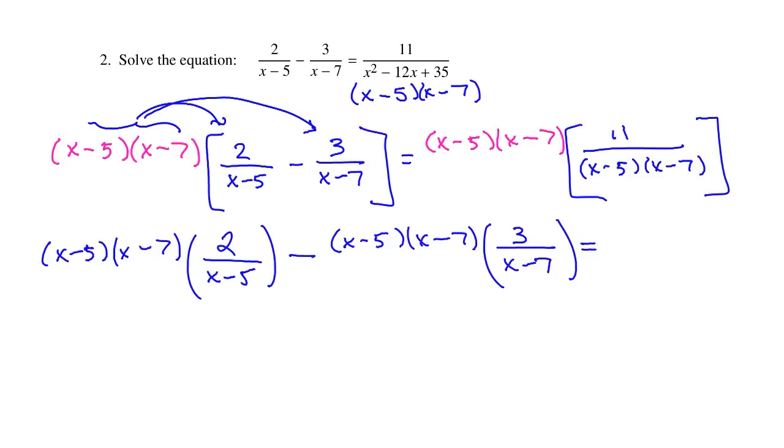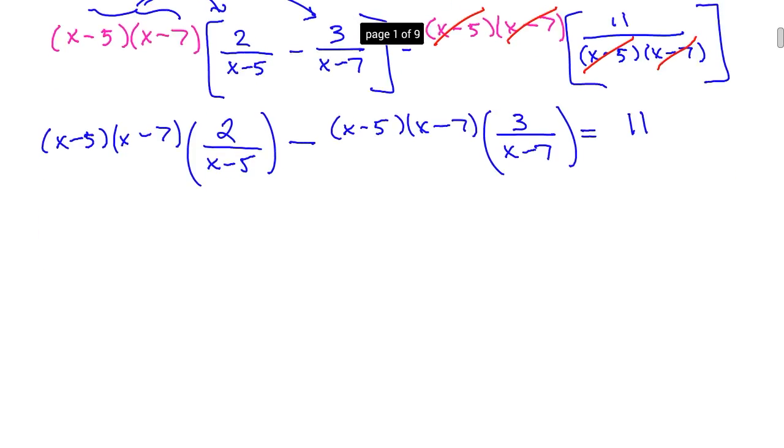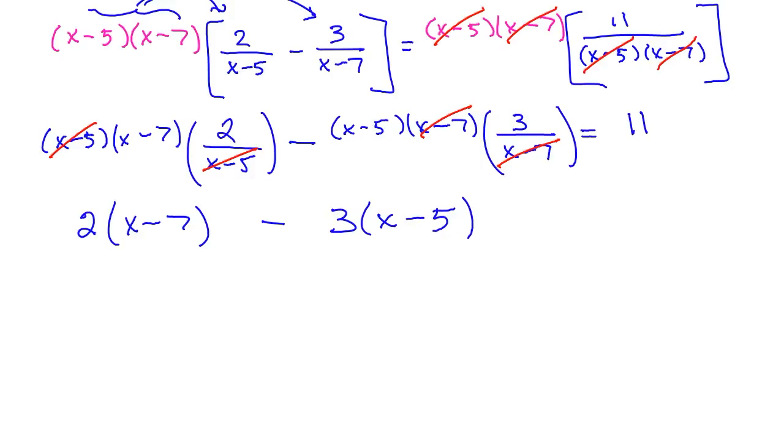I'm going to go ahead and simplify the right side because I'm running out of room. The x minus 5 cancels, the x minus 7 cancels, and so the only thing on the right side is 11. Let me cancel the terms on the left side, x minus 5 and x minus 7. This leaves me with 2 times x minus 7 minus 3 times x minus 5 is equal to 11.